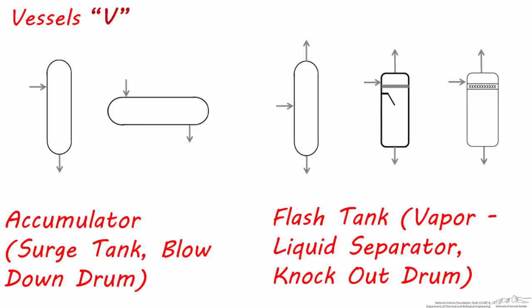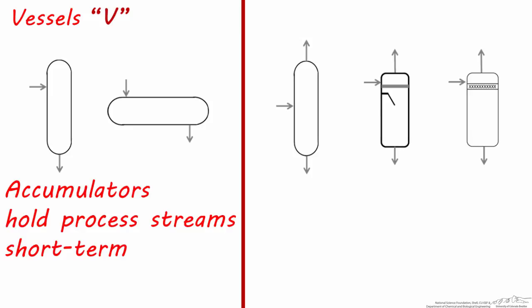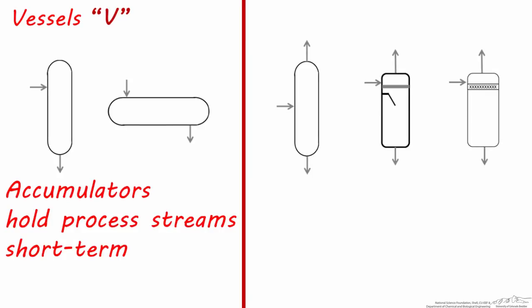Even though these symbols are very similar to one another, it's important to understand the difference between these two types of vessels. Accumulators are a type of very temporary storage tank designed to hold some volume of a process stream short-term before it's sent to another unit. These tanks are sometimes also used for overflow or to hold temporary volume surges. An example of an accumulator is a reflux drum, which holds liquid reflux after it comes out of the condenser and before it's sent back to the distillation column.